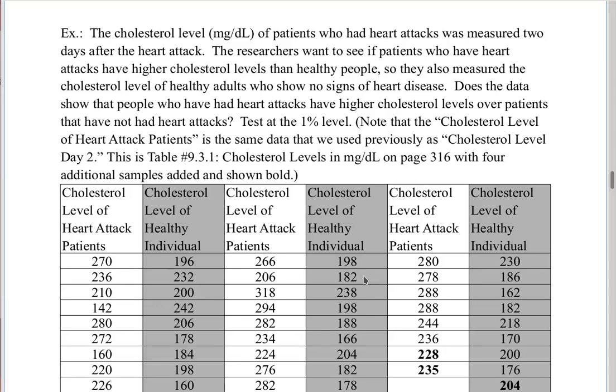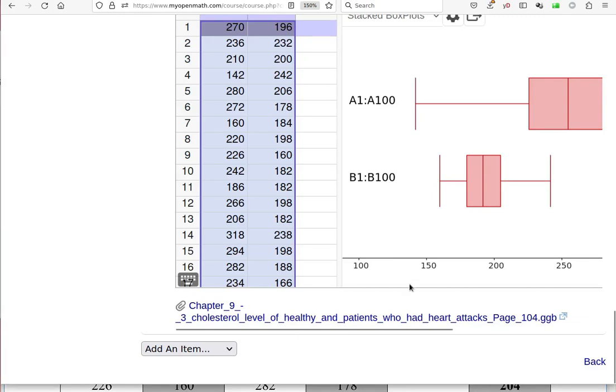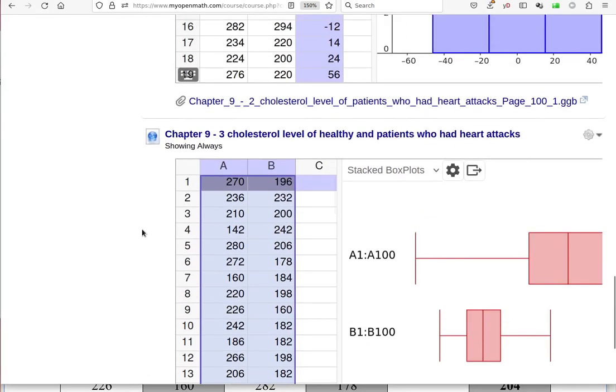Our next example is from two different populations, these unshaded columns of heart attack patients and then the shaded columns for healthy individuals. So we've got two independent sets of data. So let's go to our GeoGebra application. So these are for the healthy and the patients who've had heart attacks.